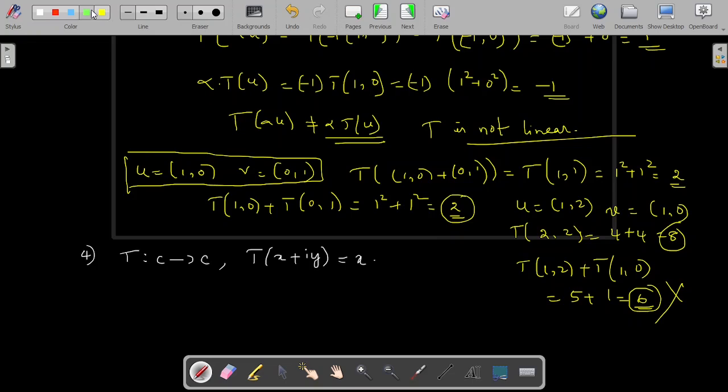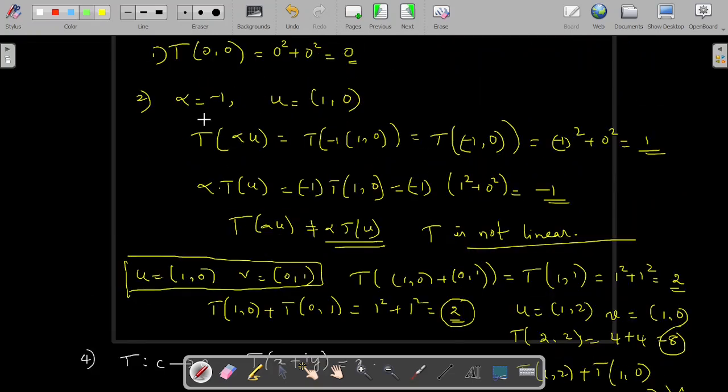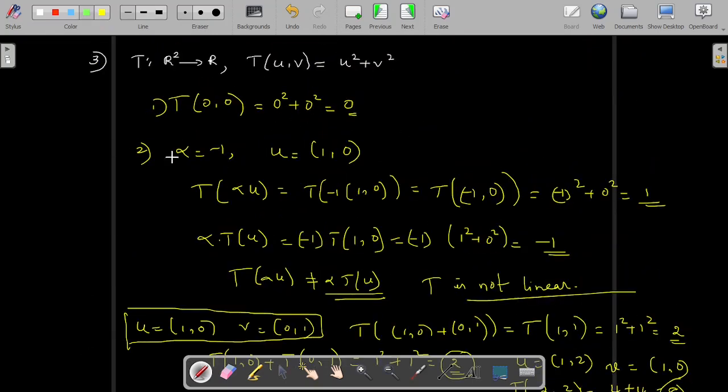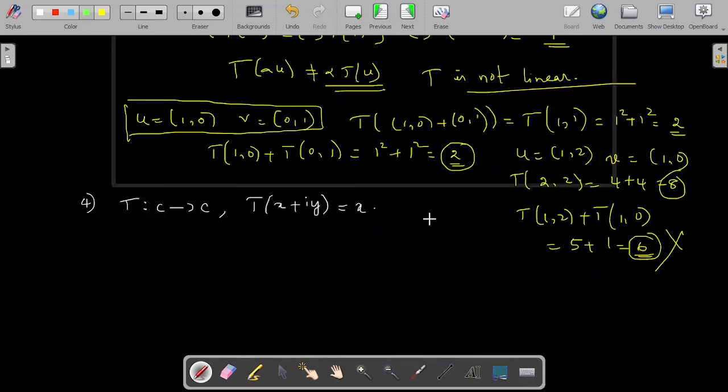Take some particular cases, and one hint is, whenever you have a square, you can remember it like this. When you square any number, even a negative number, it becomes positive. Therefore, you can always go with the scalar multiplication. Alpha into u and alpha into T of u give you definitely different answers.